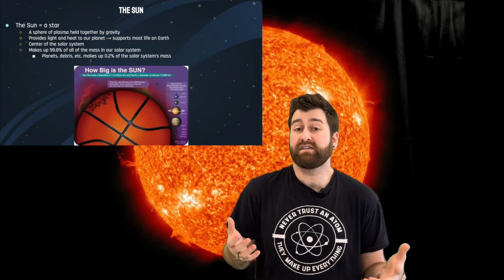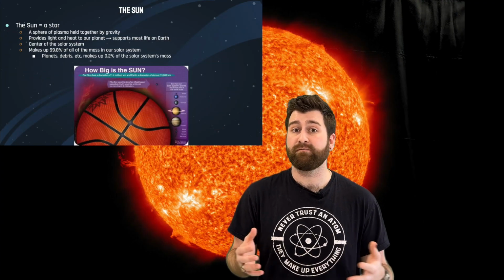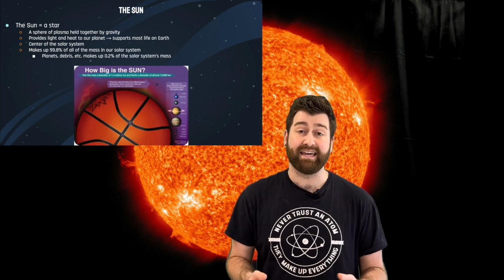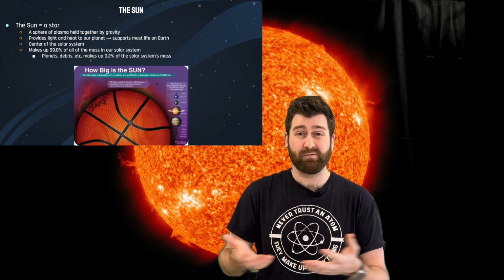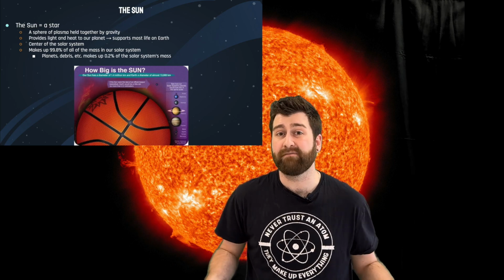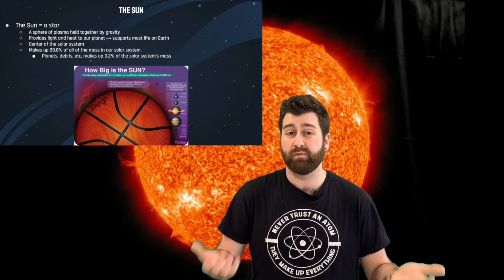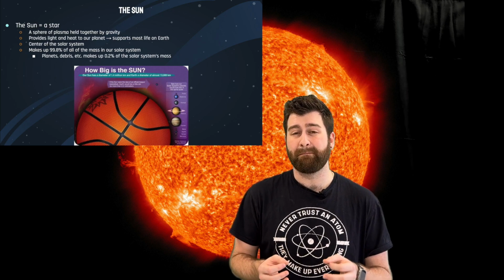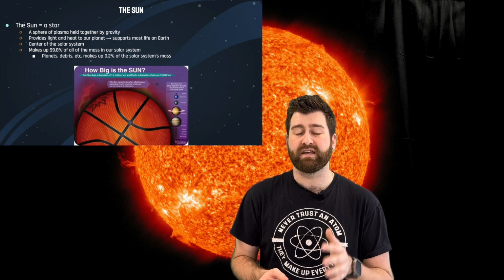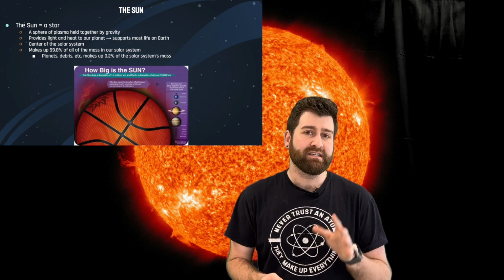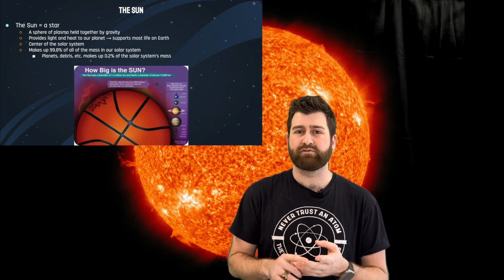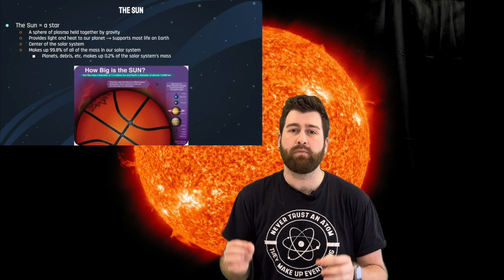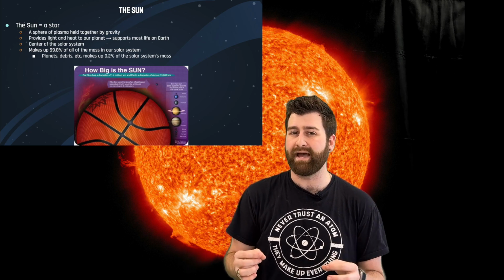Our sun is a star. It is a giant sphere of plasma held together by gravity. It provides heat and light, and those two things combined with other factors are what make life on Earth possible. But without the sun, we wouldn't have life as we know it. It is also the center of our solar system, making up 99.8% of the mass in it. Now, this means that all of the planets, moons, asteroids, everything else in our solar system combined only make up 0.2% of the total mass.